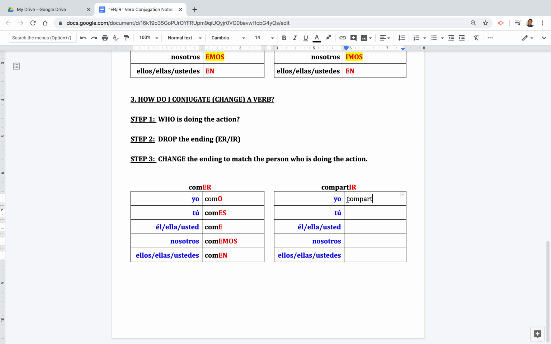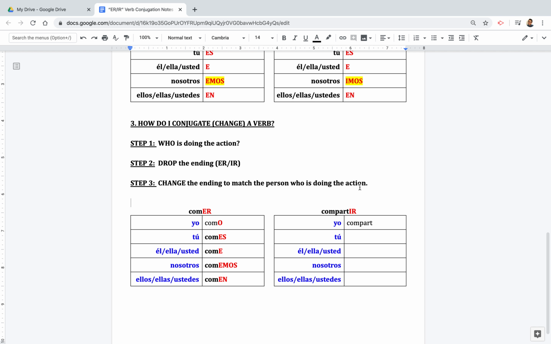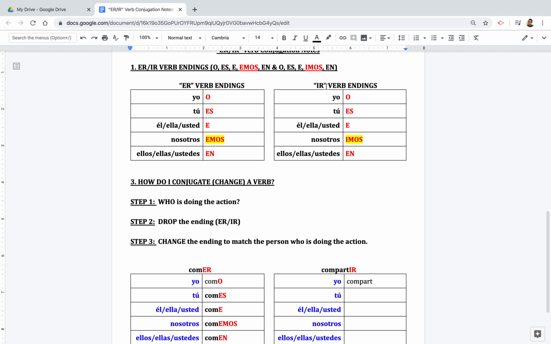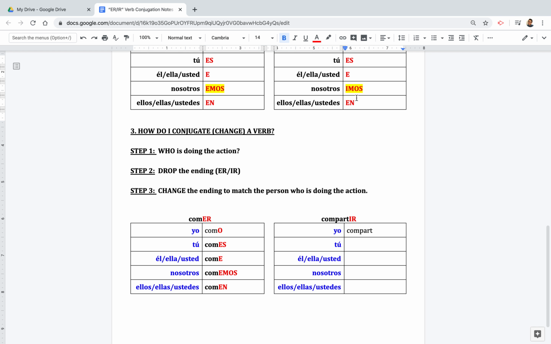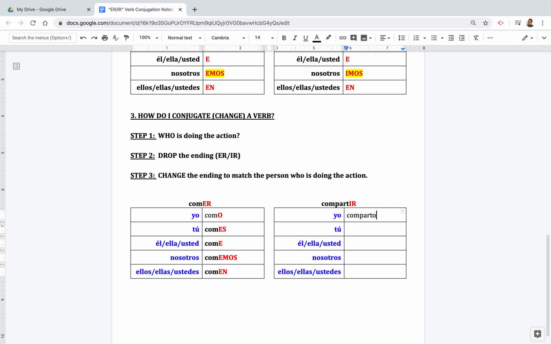Now that I have done step 2, I am going to go to step 3. Step 3 tells me change the ending to match the person who is doing the action. And who is doing the action? Yo is doing the action. Now that I know that, I'm going to go back to my cheat sheet, and I know that for IR verbs, the ending for yo is going to be O. So I am going to write O. Now I am going to do the very exact same thing that I did for yo for all the other persons or people.